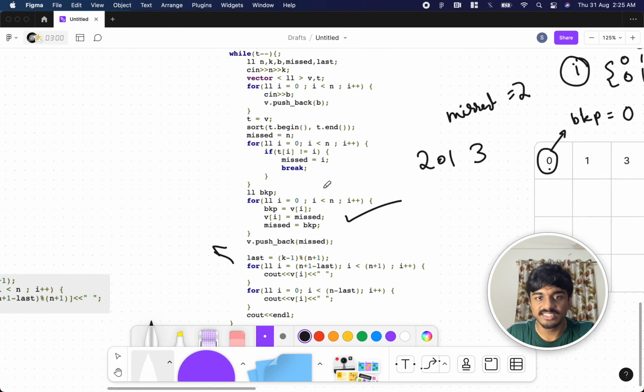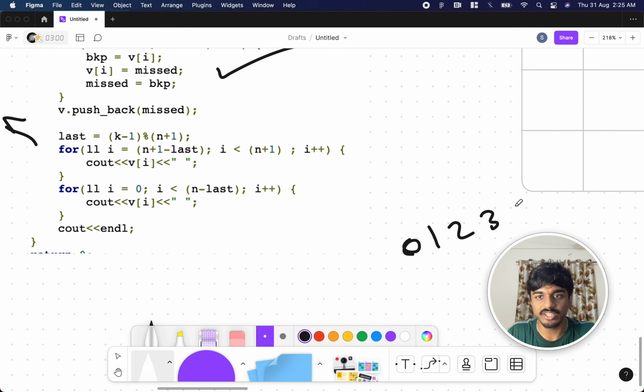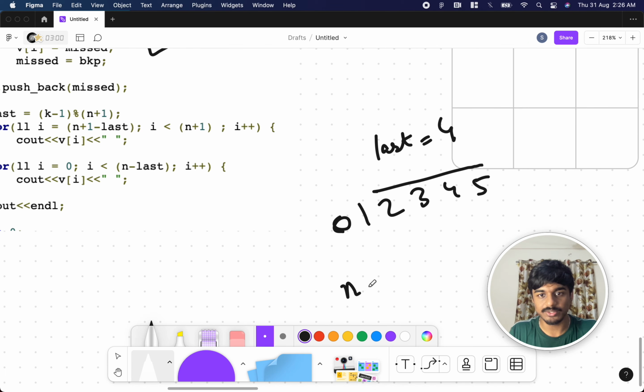And what does this mean? Suppose let's say that it's 0, 1, 2, 3, 4, 5. We take the last 4 elements, right? So you got last value as 4. I want to take the last 4 elements. Now I need to print this, right? How do I print? That is n plus 1, there are 6 elements, minus last 4. This gives the index of the element I need to start printing.